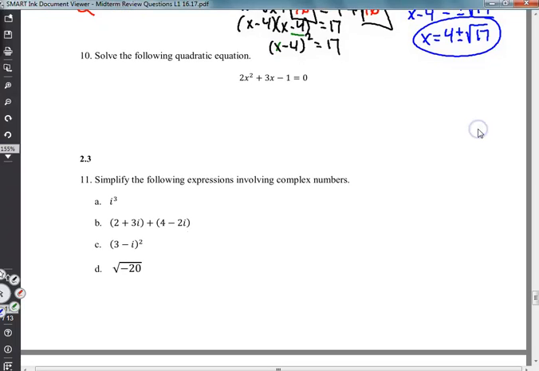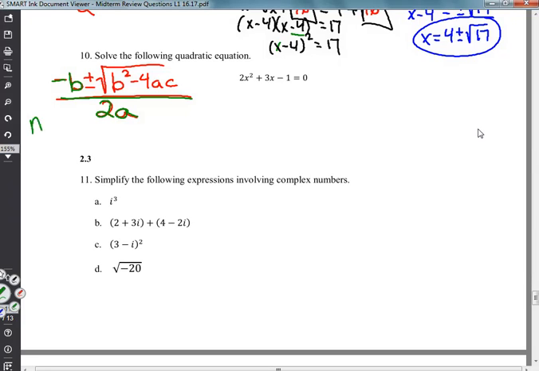Okay. The quadratic equation, I'm not going to do that one out, but I will write down what it is again. Negative b plus or minus the square root of b squared minus 4ac all over 2a. Don't forget this part here in the green is your AOS, and this part here in the blue is your discriminant.